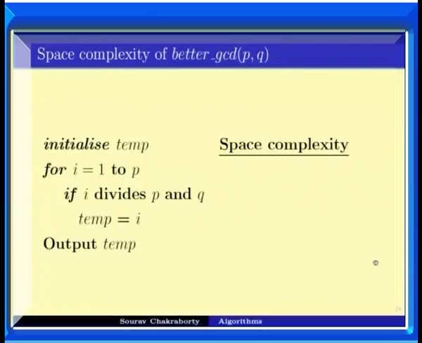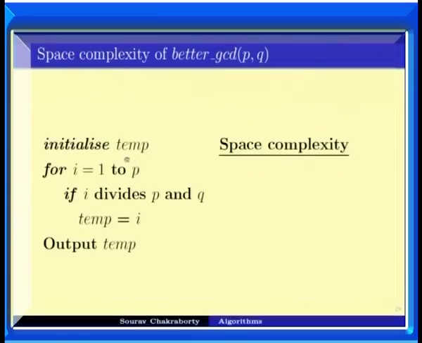So, in some sense one can say it is not much improvement over the basic algorithm. The main improvement comes in the space complexity. Note that in the earlier, basic algorithm, we had to store the whole array A, which had p entries. Thus, the space complexity there was p, whereas here in the for loop we do not store anything. All that we store is this initialized variable temp, and that is the only thing that we are storing.